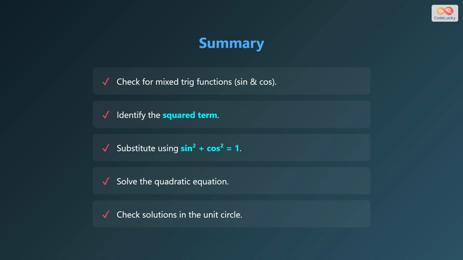To wrap up, remember this checklist. Always check if your equation mixes sine and cosine. Identify the squared term and use the Pythagorean identity to substitute it. Once you have a quadratic equation, solve it by factoring, and don't forget to find the actual angles at the very end. With practice, this substitution method will become second nature.